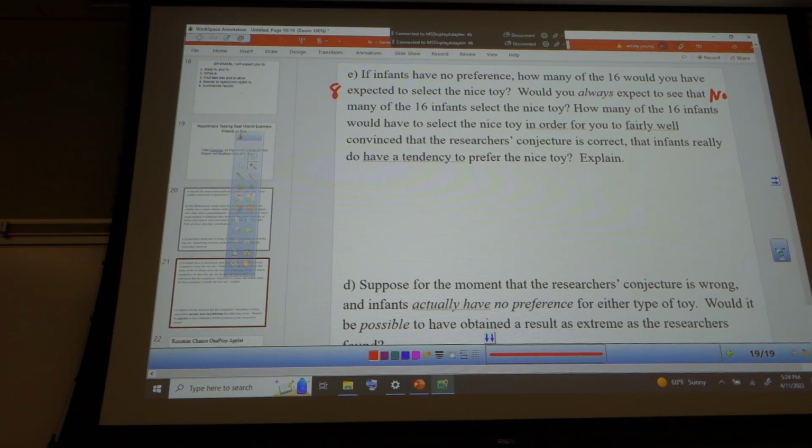So for you, how many out of 16 would it need to be in order to feel like there's really a preference? Like 9 probably isn't enough. But if this many out of 16 like the nice toy, how much would it take for you personally to feel like there's a preference here? What do you think? 15. 15 out of 16? I'd say 12. 12 out of 16? I'd say 13. 13? All right, so 12, 13, 15. Some people need a lot of proof. 12, 13, 15. Okay, sounds good.